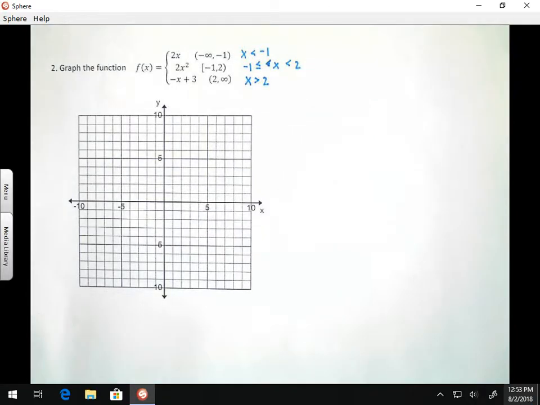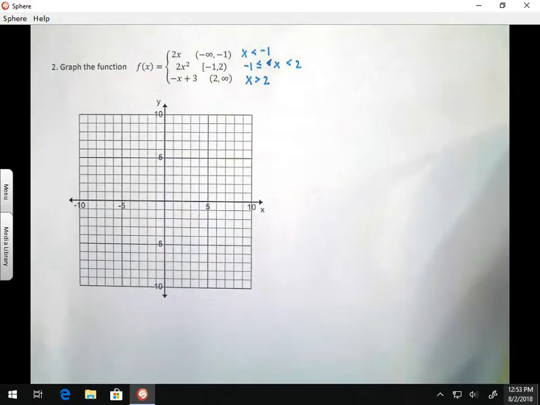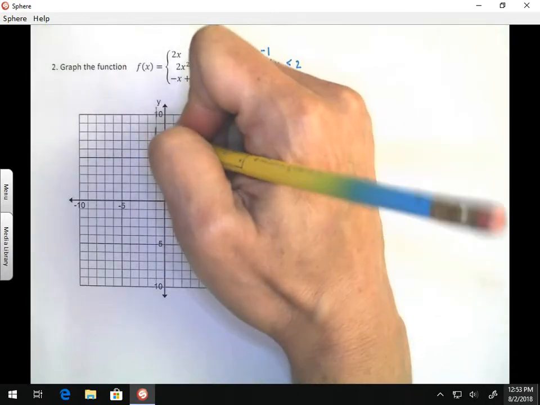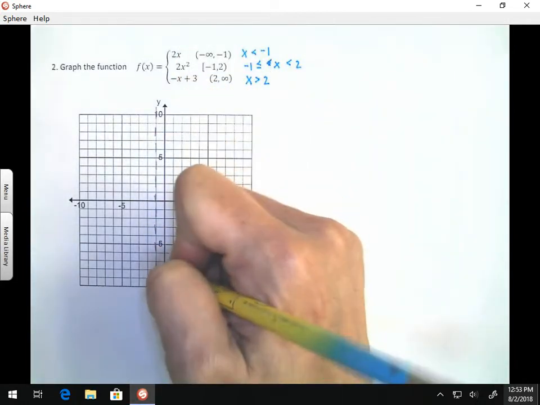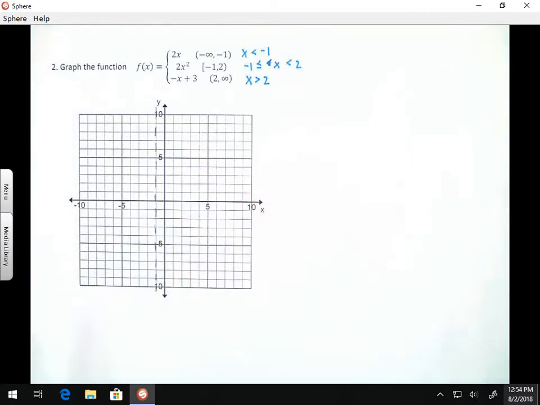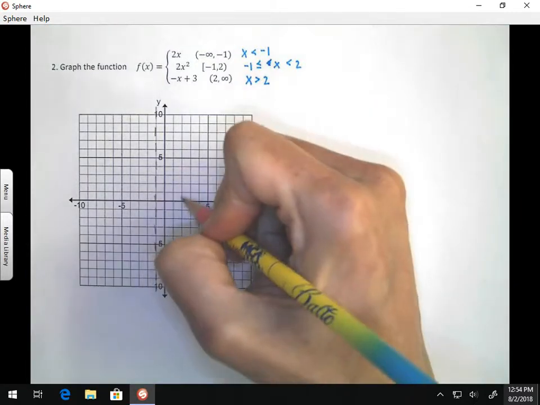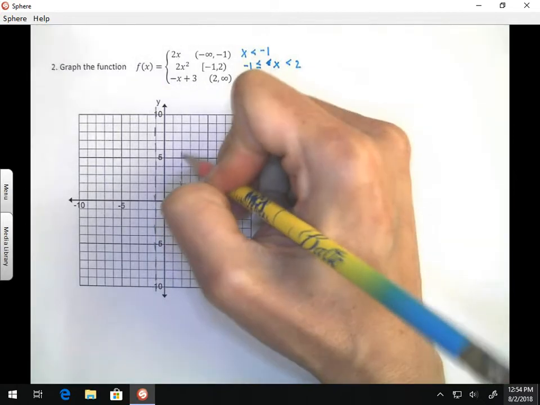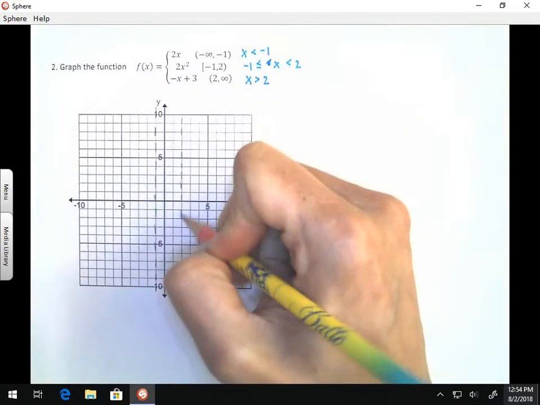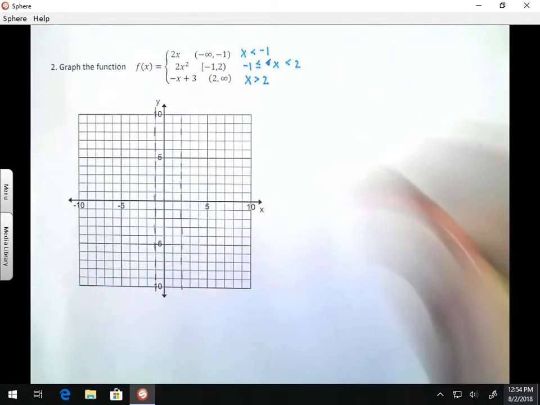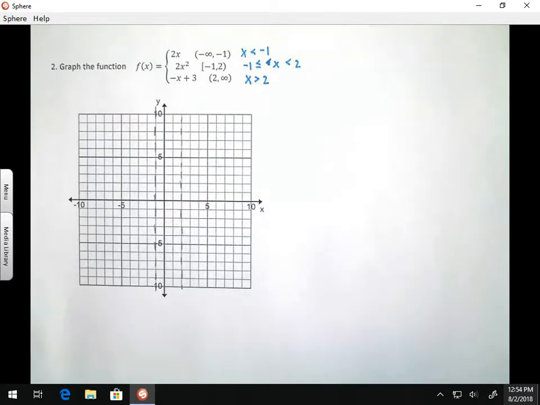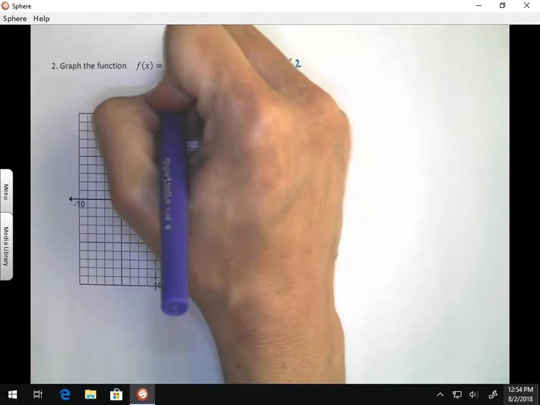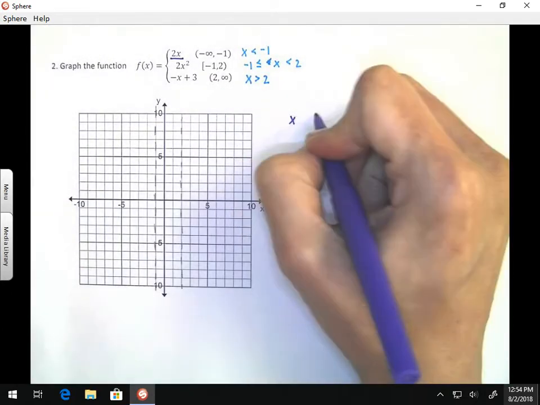So I know my breakpoints here are at -1. So again, I'm just going to kind of quickly dash this in at -1, and then my other breaking point is at 2. Again, that's just going to remind me that my functions should be changing when I hit those vertical lines there. And we're going to do the same thing. We're just going to do a table for each piece again. So here, I'm going to have x and f of x.